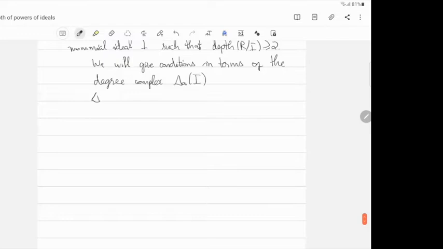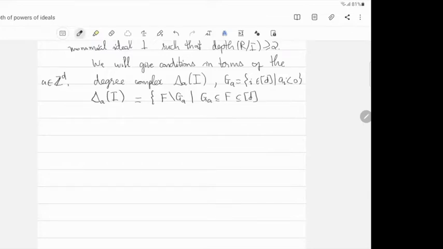Recall from last time, for this you have the notion of the negative support. Here a is a vector in Z^d, sorry. And the faces of this form, F minus the negative support of a, where F is a subset of [d] containing G_a, such that x^a is not contained in I localized at F.